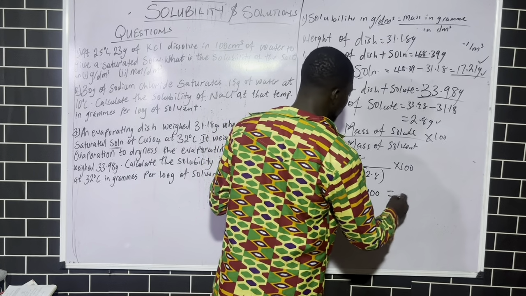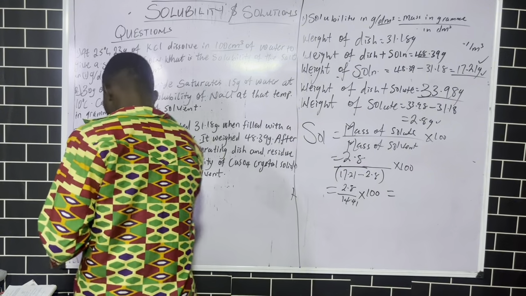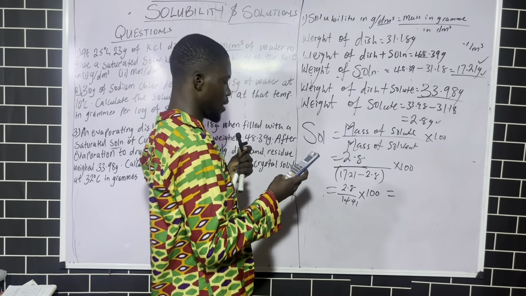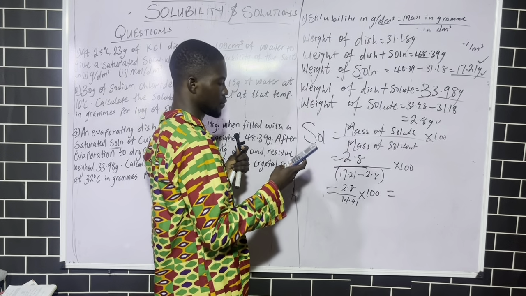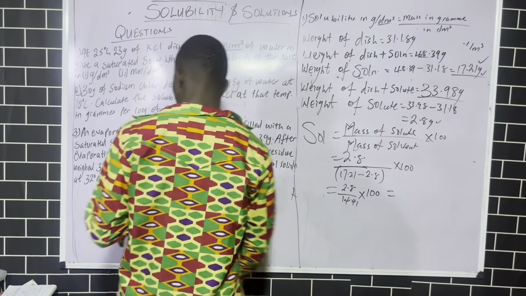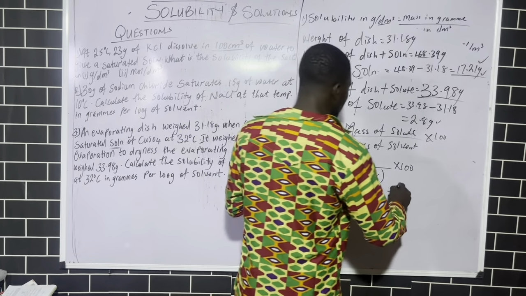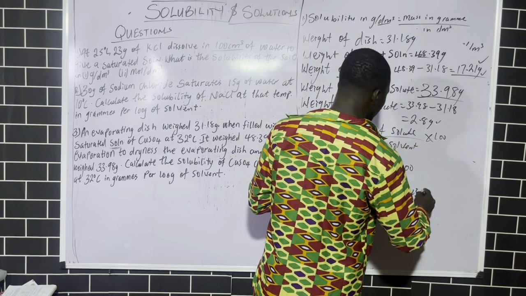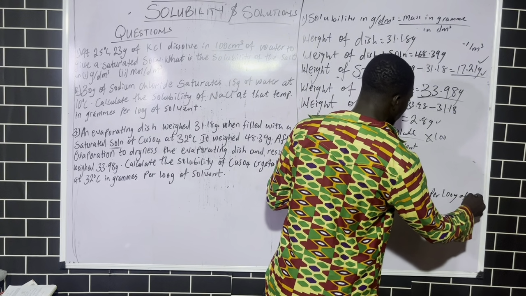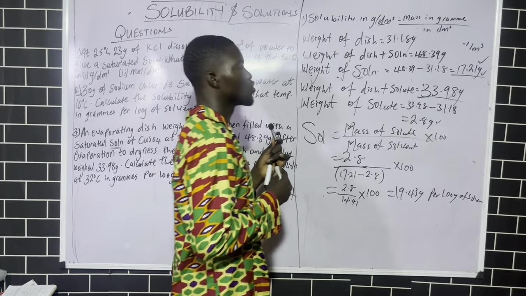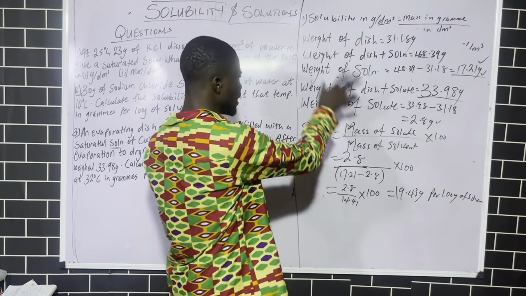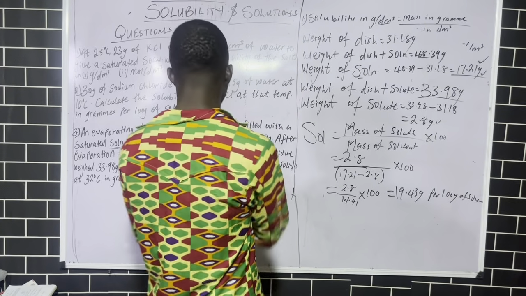You can just press your calculator from here and it will give you your answer. So 2.8 divided by 14.41 times 100 gives 19.43. The answer is 19.43 gram per 100 gram of solvent. So this is how you solve it. You can see that this long question is easy if you have the ability to explain it, and that is what helps you solve questions.